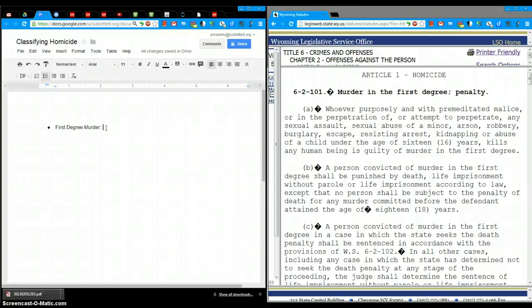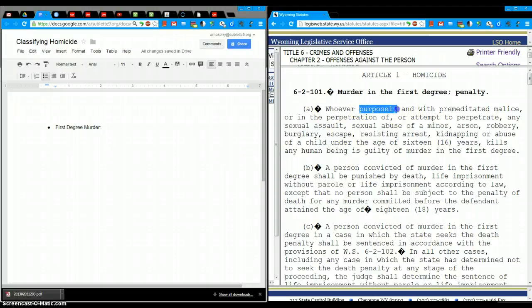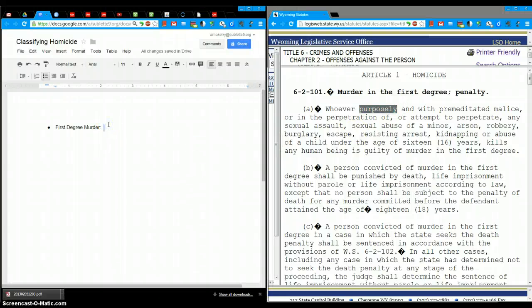So once you have those snapped, what we need to figure out is what keywords are we looking for here that make first degree murder unique as far as homicides go, and then what are some of the words they use that we may be unfamiliar with. So keywords here, whoever purposely and with premeditated malice is the first definition that we have to figure out what the heck it means. So purposely and with premeditated malice.